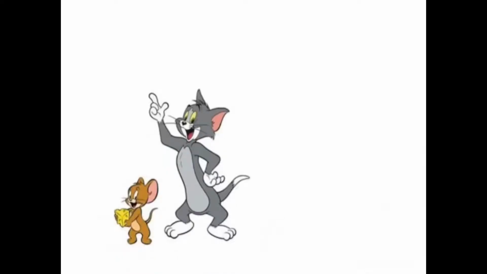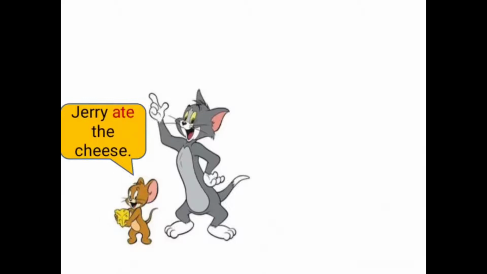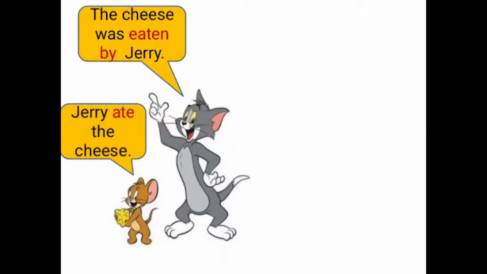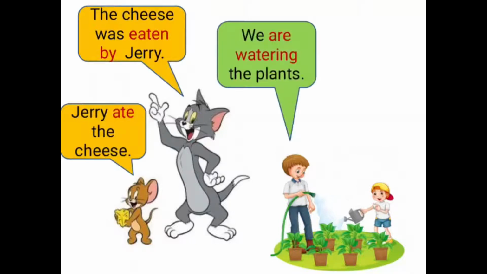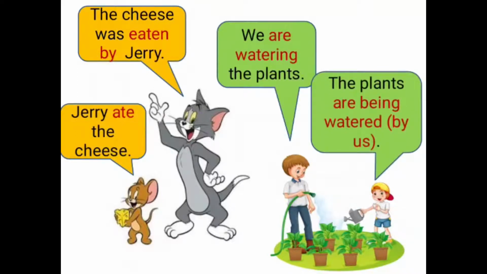Now Tom and Jerry have come to tell something. Jerry ate the cheese, says Jerry. And Tom says the cheese was eaten by Jerry. Here, ate is the active verb and was eaten is the passive verb. What do these two brothers have to say? We are watering the plants, says the elder brother. The plants are being watered by us, says the younger brother. Sometimes, children, when the doer is not important, we omit the doer. Like here, we can omit by us and just say the plants are being watered.